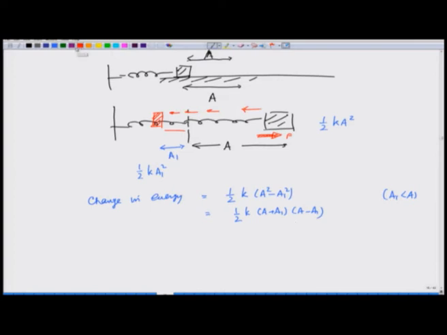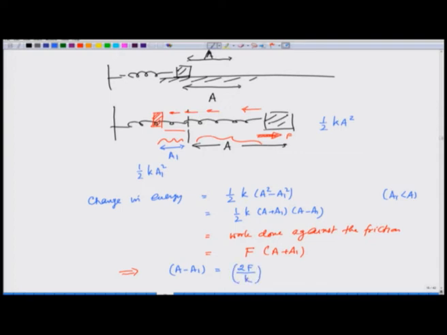and this energy loss is going to be equal to the work done against the friction. And how much is the work done? This is equal to the frictional force F times the total distance moved. Total distance moved, you can see from the picture, is A1 here and A here. So, this is A plus A1. Now, our equation is very clear, and this immediately gives me that A minus A1 is equal to 2F over k.